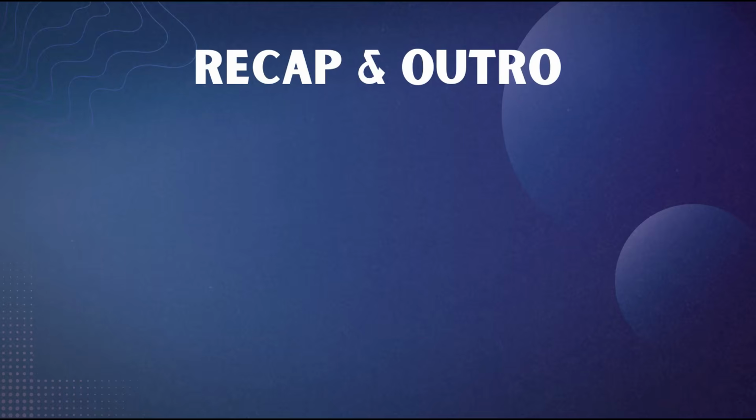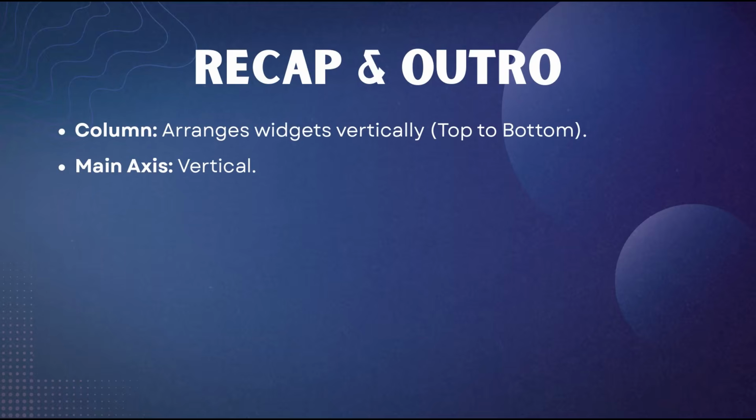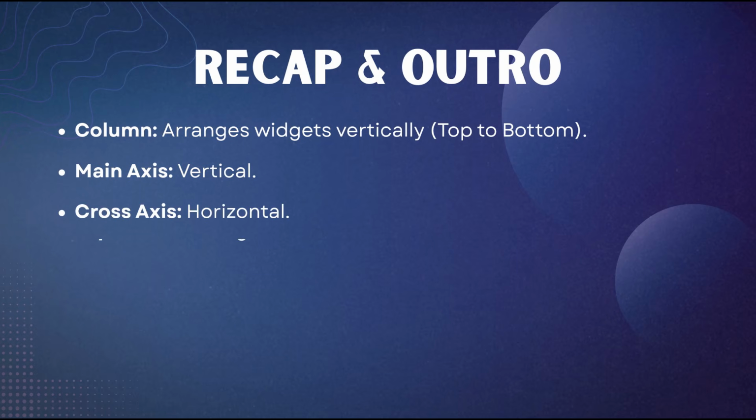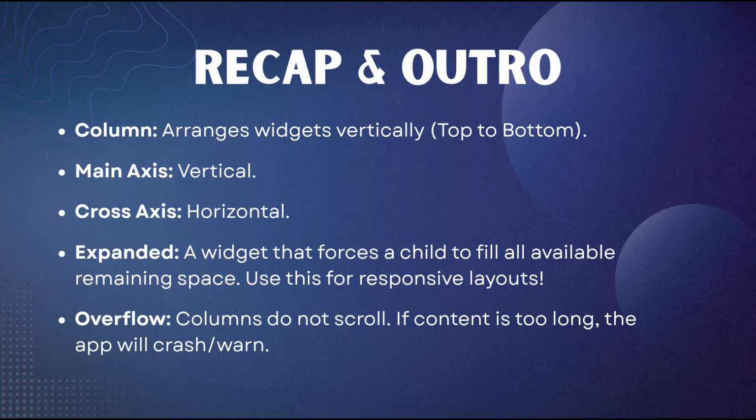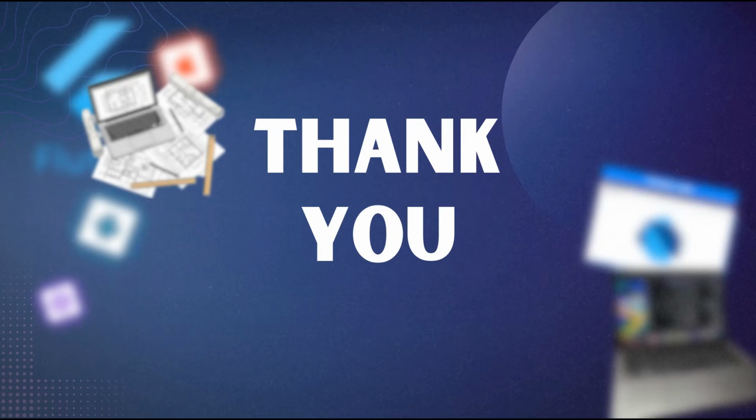Let's summarize the column. Column arranges widgets vertically, top to bottom. The main axis is vertical and the cross axis is horizontal. Expanded forces a child to fill all available remaining space, and columns do not scroll. If your content is too long, the app will warn you or show you a yellow and black tape.